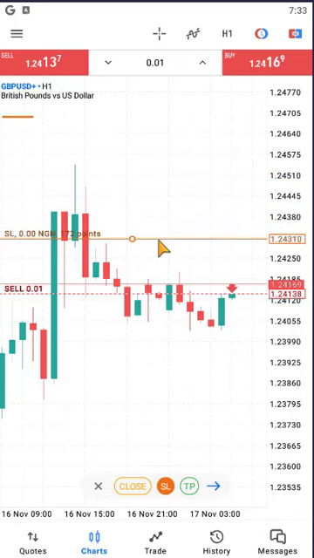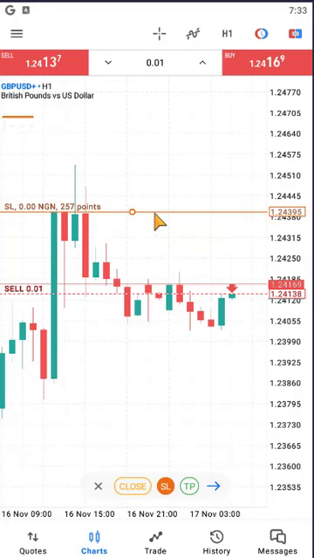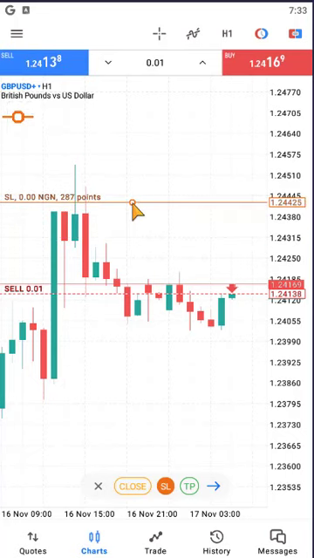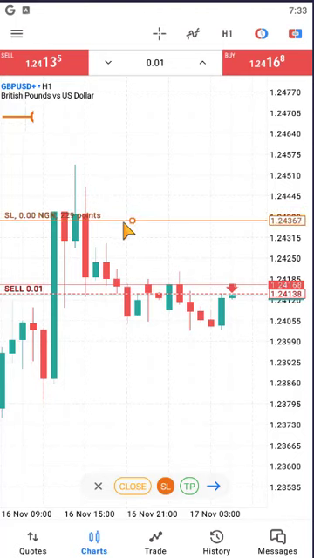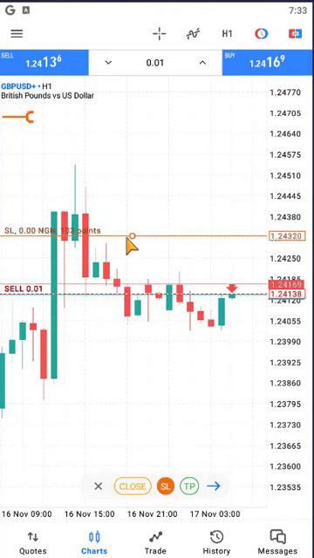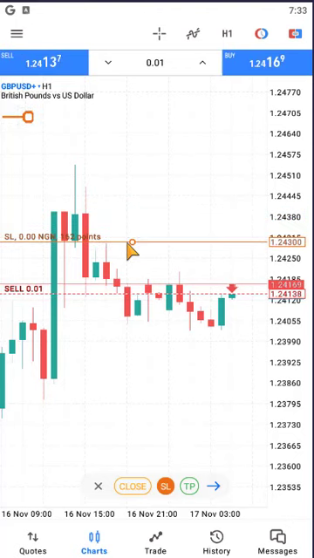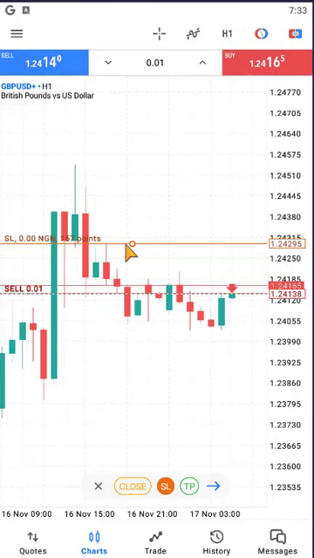I would like my stop loss to be somewhere here. As you're dragging it, you'll see the amount of points, that's in pips. If you ignore the last digit, this is 28 pips right now. As you bring it down, it reduces. This is 28, this is 19, this is 17, this is 15. I want a stop loss of just 15 pips. That area is good enough for me because I want to minimize my risk on the trade.